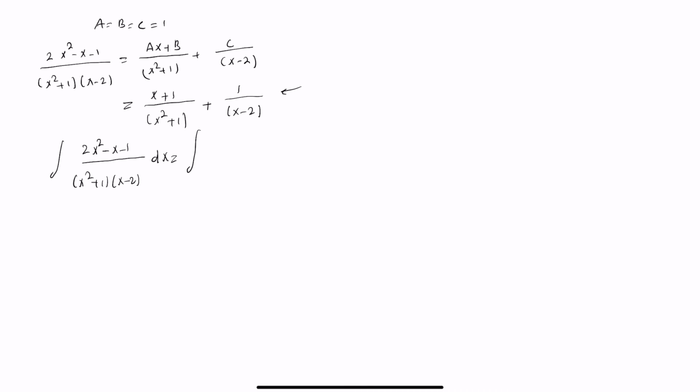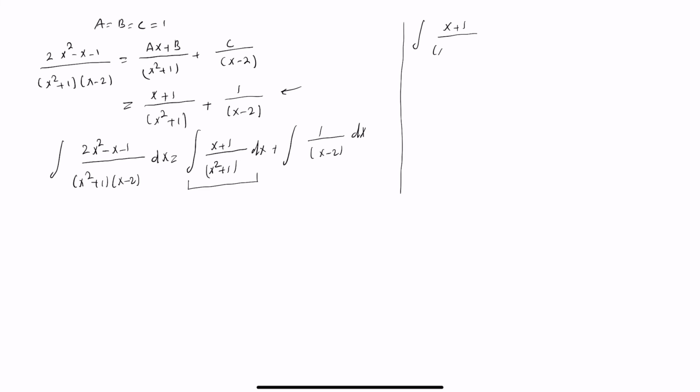However, I'm going to distribute the integral for each. So it's going to be the integral of x plus 1 over x squared plus 1 dx, and then plus the integral of the second fraction, which is 1 over x minus 2 dx. Note that this integral can be simplified. So we have the integral of x plus 1 over x squared plus 1 dx. Now I'm going to split this fraction into 2. So we have the integral of x over x squared plus 1, and then plus 1 over x squared plus 1, and then dx.